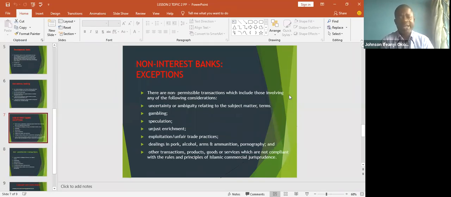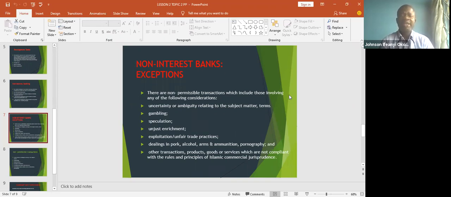Hello, students. Just as there were exceptions for commercial banks, we also have exceptions for non-interest banks. There are areas that non-interest banks cannot delve into. They are not permitted to transact in such areas. It is instrumental that we get acquainted with some of these no-go areas for non-interest banks in Nigeria.